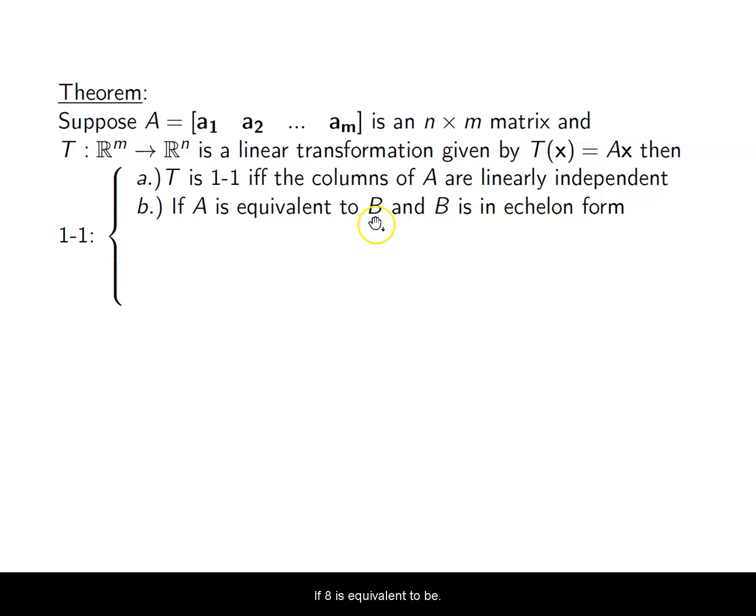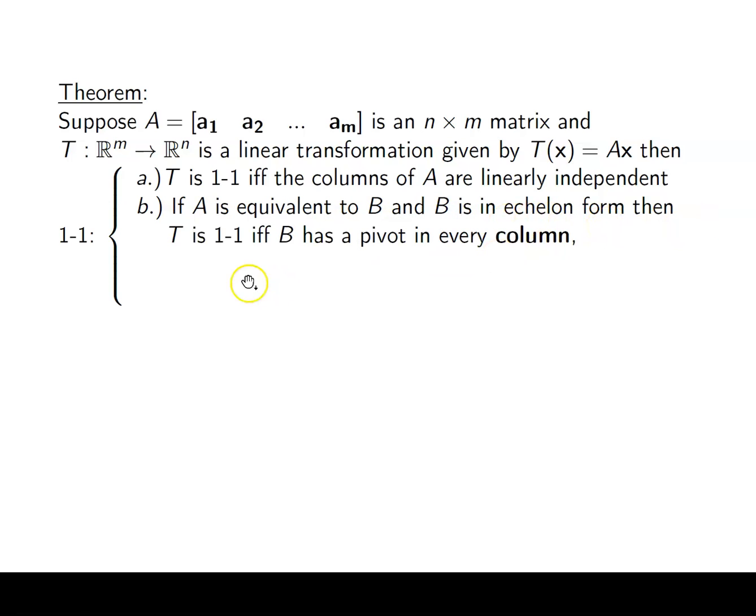If A is equivalent to B, meaning that if I were to take B and reduce it down using row operations and come up with A, or vice versa, so I start with A and I reduce it down to B, and my B is in echelon form, then T is one-to-one if and only if B has a pivot in every column. So if every column vector has a pivot position or a leading variable in it, then I can say that I am one-to-one. So this is another way now for me to verify something is one-to-one.